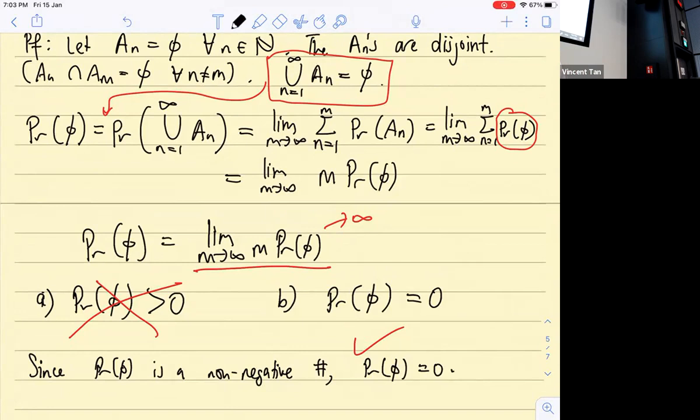How about showing that probability of phi is equal to probability of A union phi? Equals probability of phi plus probability of A. So probability of phi is equal to probability of A minus probability of A, which equals 0, as any set A and phi are disjoint.